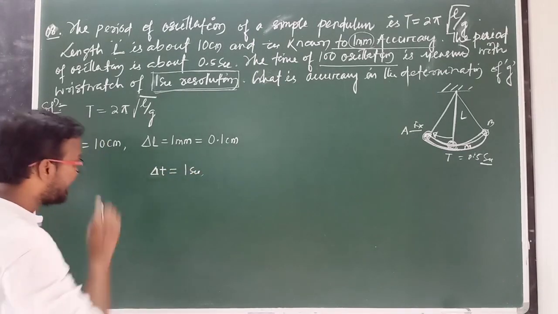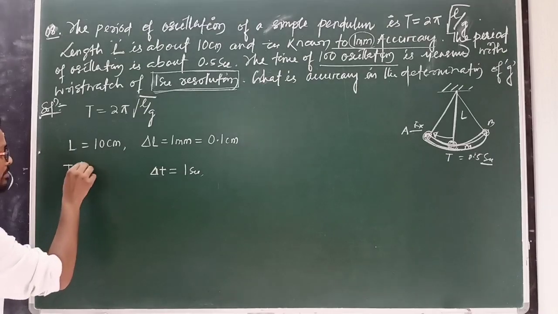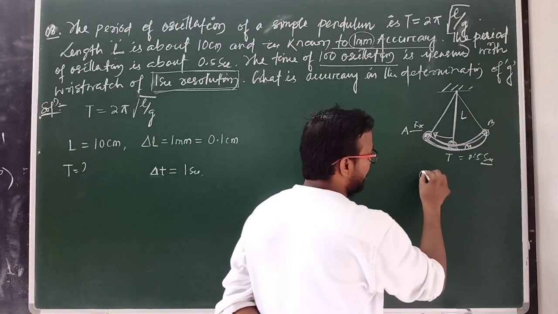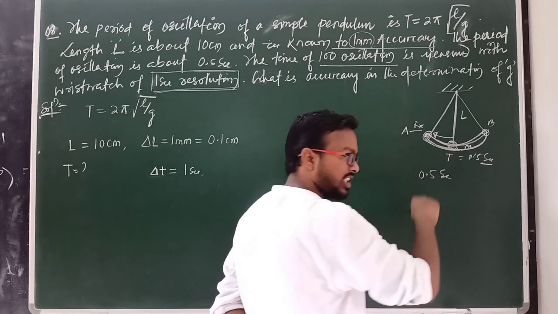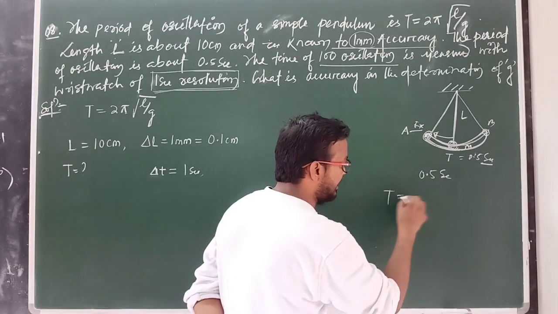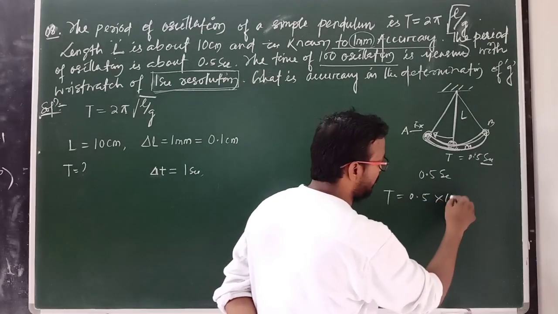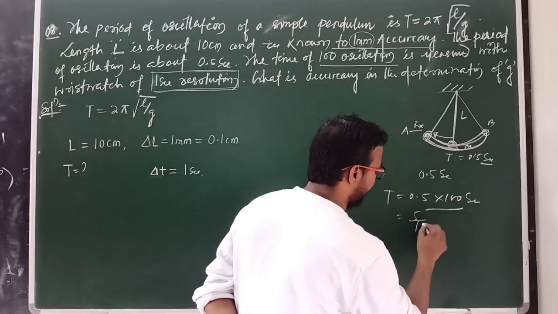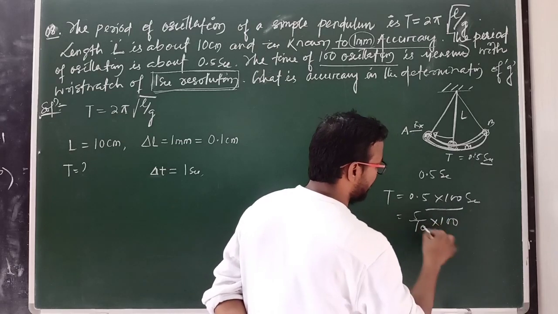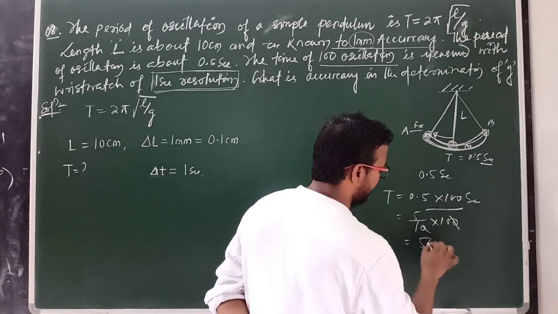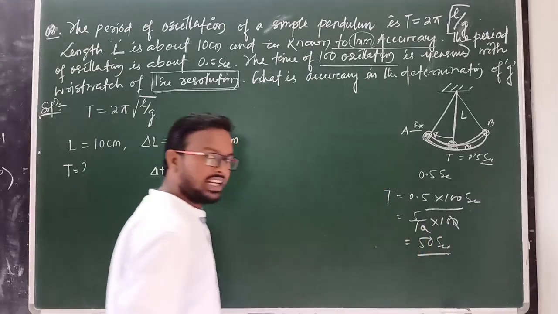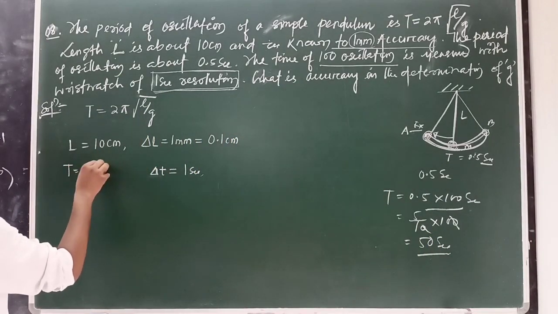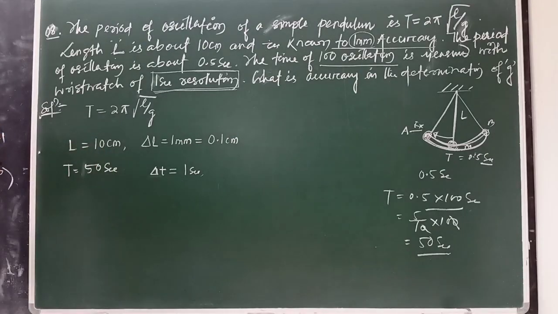But first we have to find here what the total time is, because for one oscillation it will take 0.5 second. For 100 oscillations it will take total time T equal to 0.5 into 100 second. Clear? Which is equal to 5 by 10 into 100, then this is 50 second. So the total time for the calculation of the time period of the pendulum, that is T equal to 50 second. Clear?